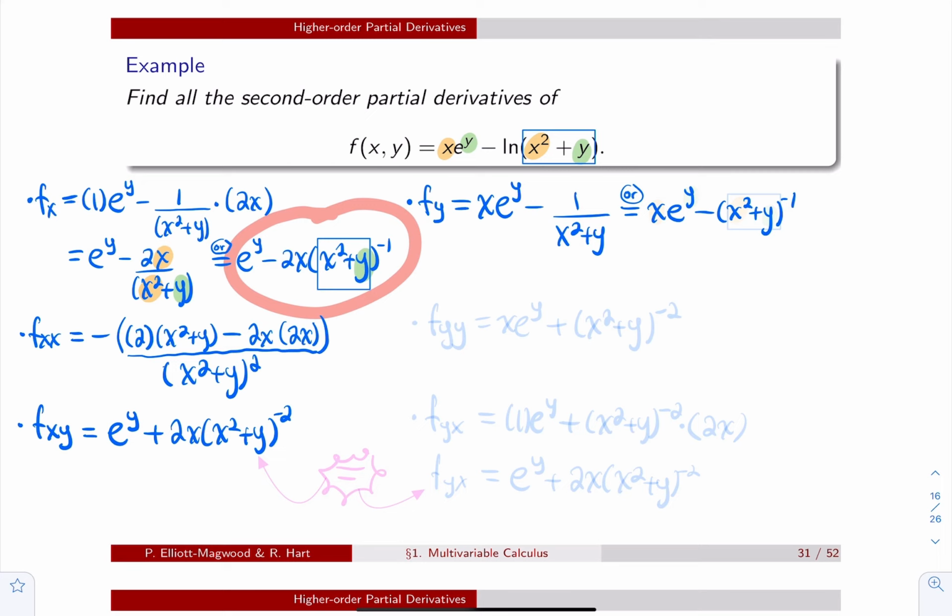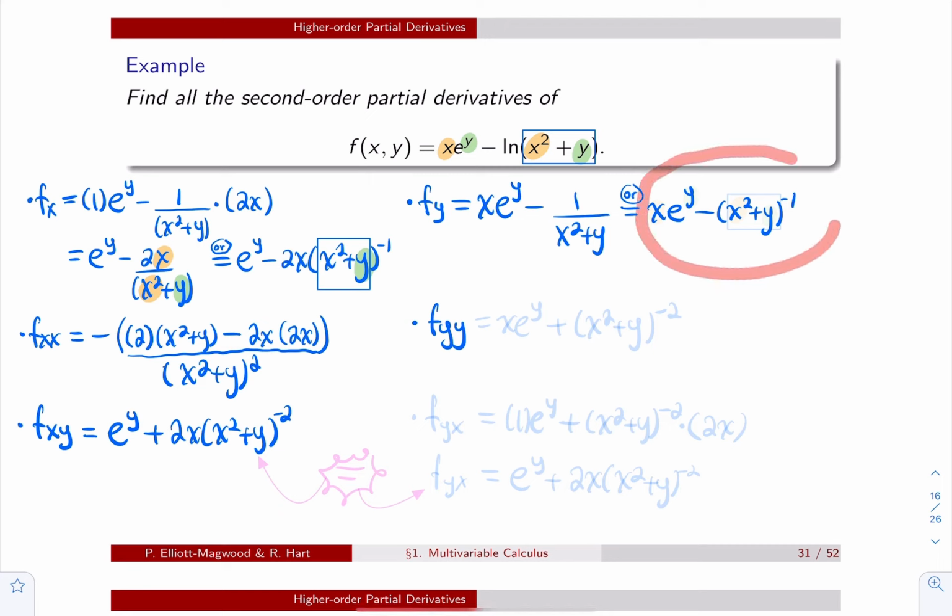Now let's move on to the other two partial derivatives that we compute from f of y. Here we go. So I'm going to first compute f of yy. So I'm going to compute the derivative of that function with respect to y again. So I'm going to use the second format here. So if I label my y's, I have one y here and one y here.